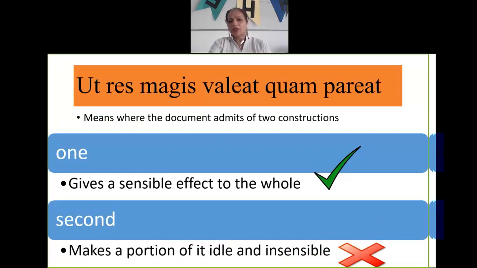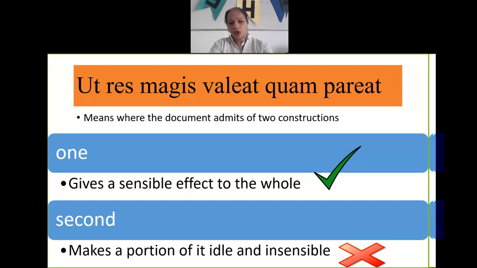Actually this maxim is the basic idea behind this operation of transfer. What does this maxim say? The maxim is pronounced ut res magis valeat quam pereat. This means where the document admits of two constructions. Whenever a document relating to any particular property gives us two constructions, construction here means the rules of interpretation you have to follow.